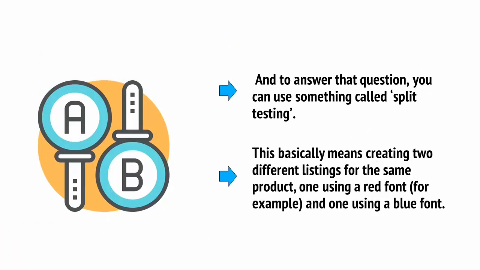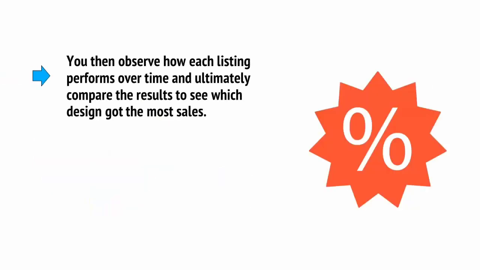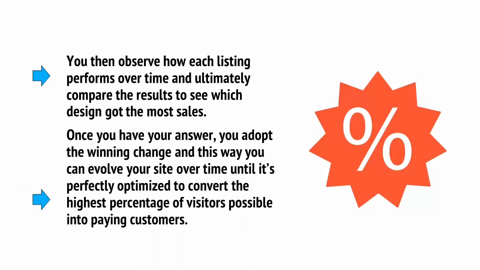This basically means creating two different listings for the same product, one using a red font, for example, and one using a blue font. You then observe how each listing performs over time and ultimately compare the results to see which design got the most sales. Once you have your answer, you adopt the winning change, and this way you can evolve your site over time until it's perfectly optimized to convert the highest percentage of visitors possible into paying customers.